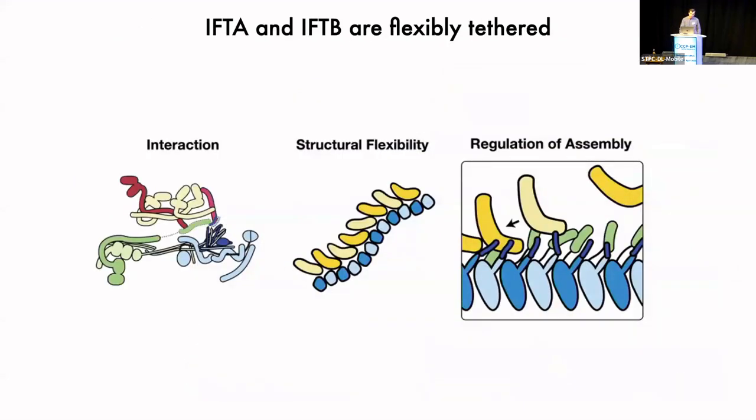So we think these 2 flexible interactions that we see, at the most basic level, keep IFTA and IFTB attached to each other. The fact that they are flexible allows IFTA and IFTB to remain tethered in the flexible and dynamic environment of beating motile cilia. And finally, we think this mode of interaction can help with assembly. We have 2 tentacles searching out on this IFTB train at the basal body, and it can recruit IFTA and help it polymerize on top of the IFTB train.